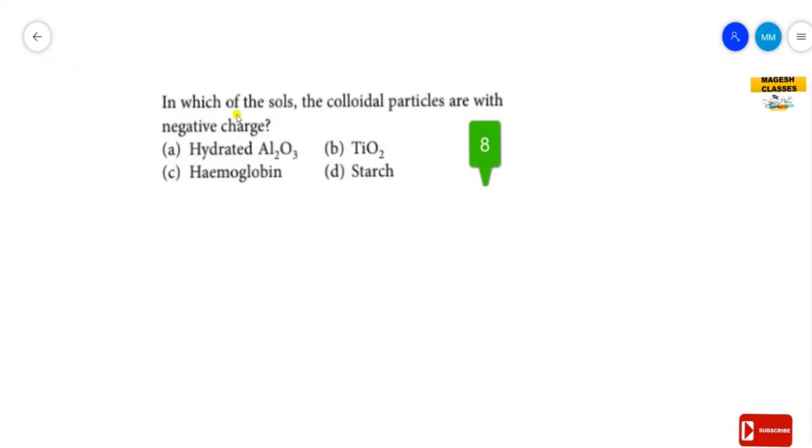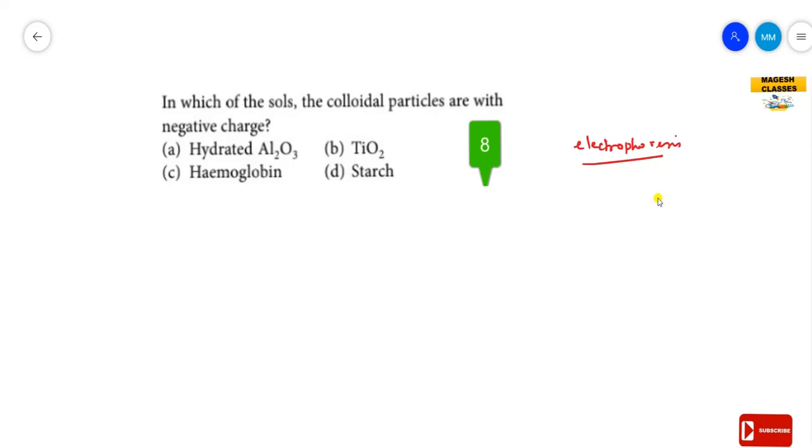Question number 8. In which of the salts are the colloidal particles negatively charged? The concept is that in a colloidal solution, the charge is determined by electrophoresis. When the colloidal solution is placed in an electric field, depending upon the type of charge of the colloidal particles, it moves towards a particular electrode, either the cathode or the anode. So it is experimental data.